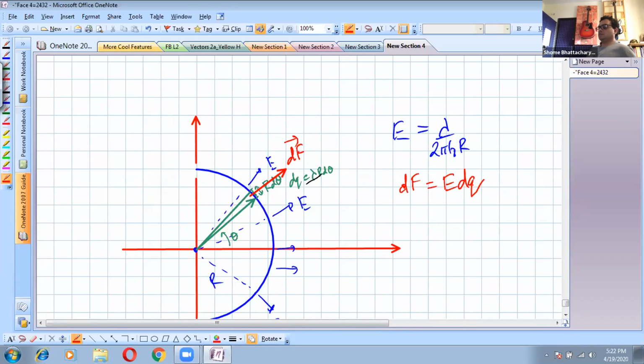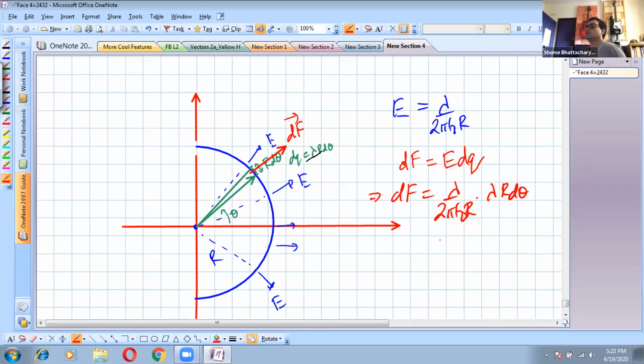So let's replace that first. So E is lambda by 2 pi epsilon naught r. This is a constant, but into that lambda into r dθ. In the question, both of them had the same lambda, so it is lambda square upon 2 pi epsilon naught into dθ. That is the force itself.